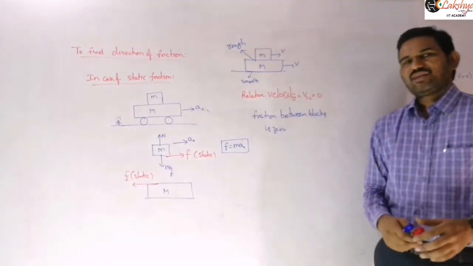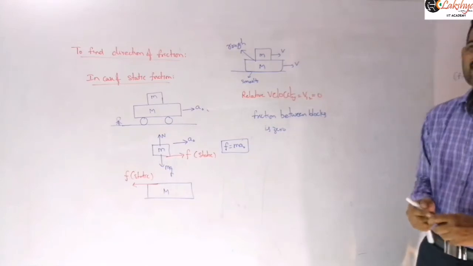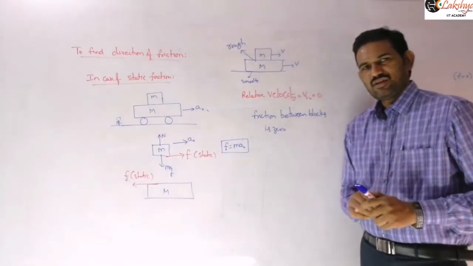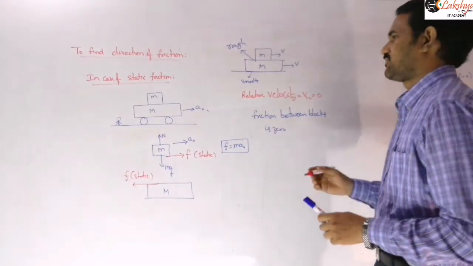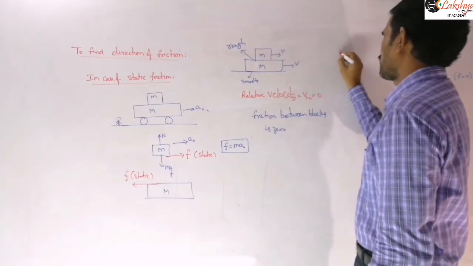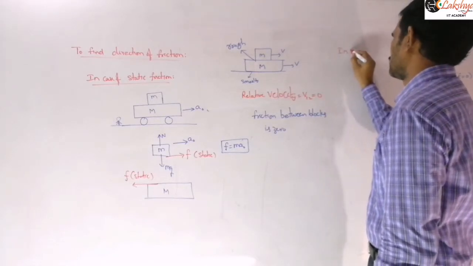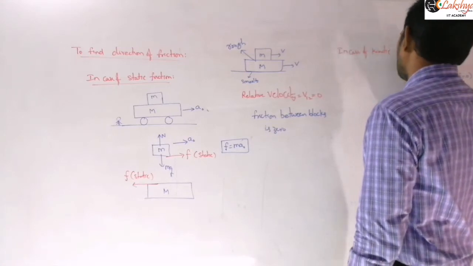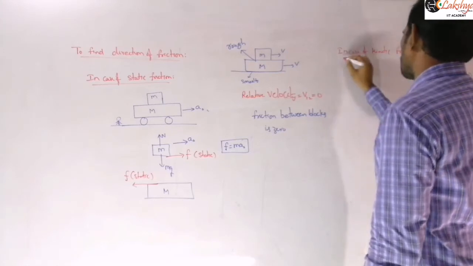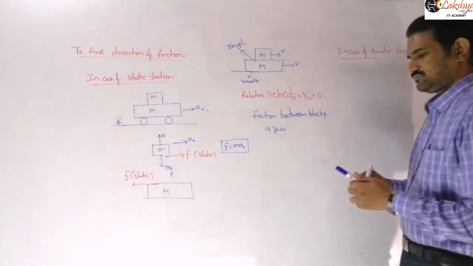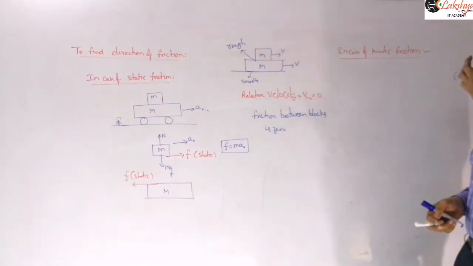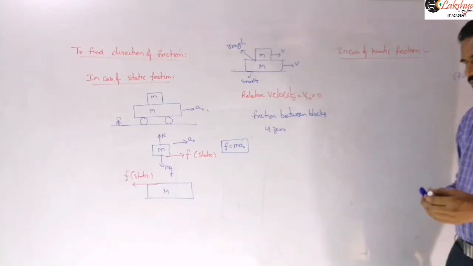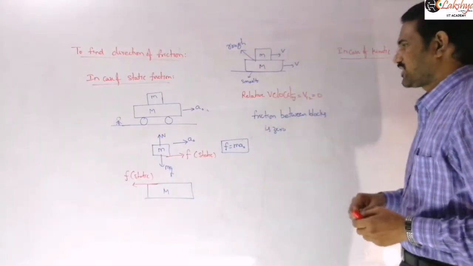And next, if we are talking about kinetic friction, that means when there is slipping between them. So is it clear about static friction, how to identify the direction of the frictional force? Now let us consider kinetic friction. Kinetic friction arises when there is some relative slipping between those two blocks. So simply, we can identify the relative velocity here.